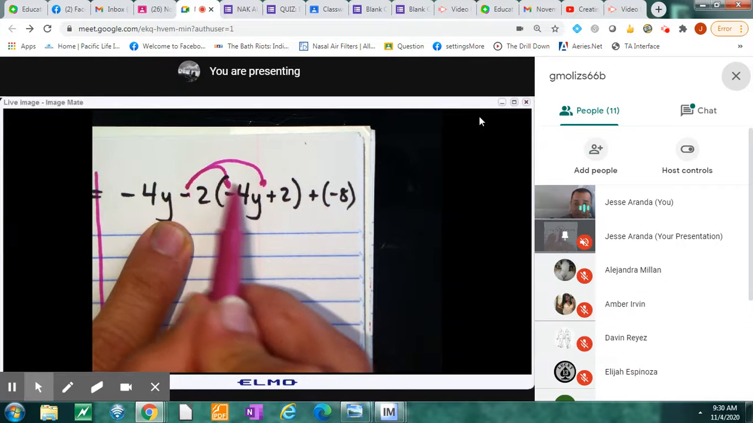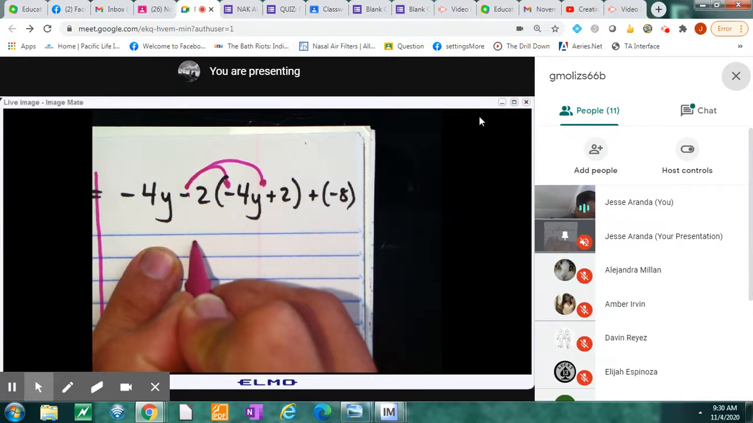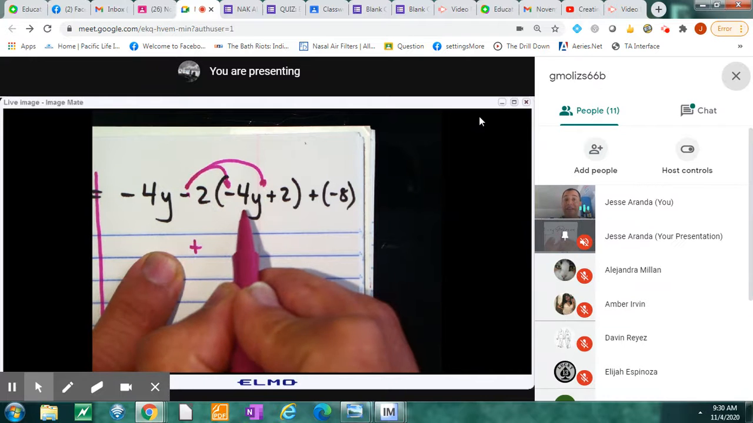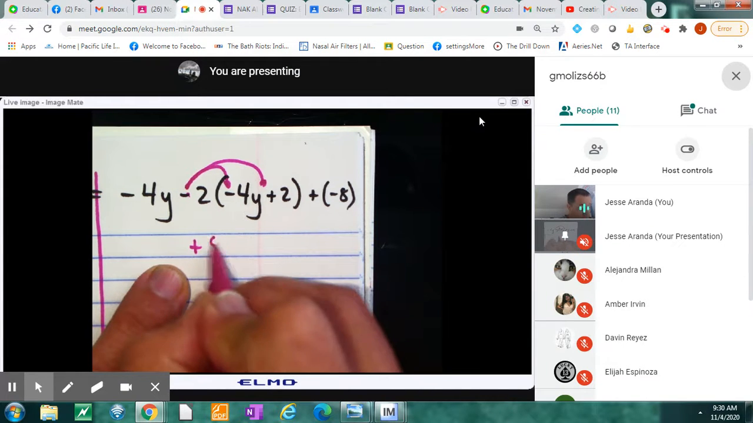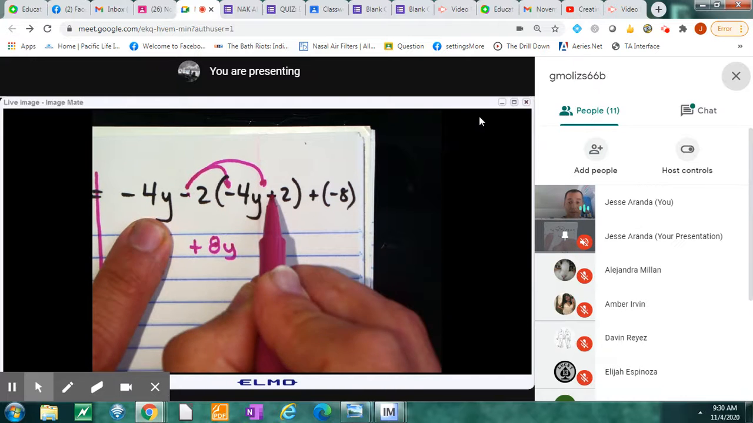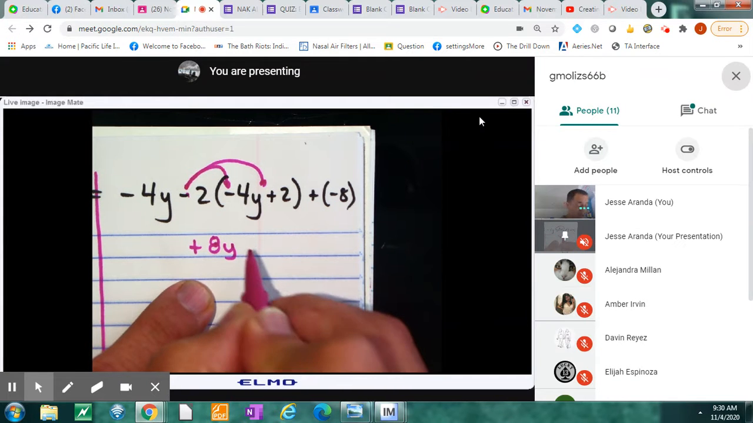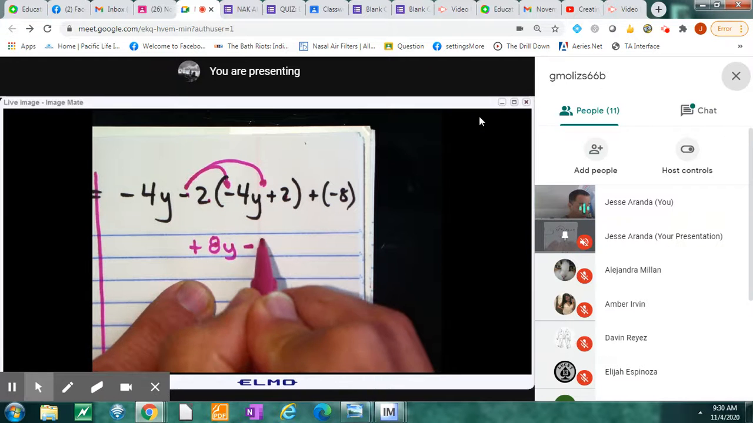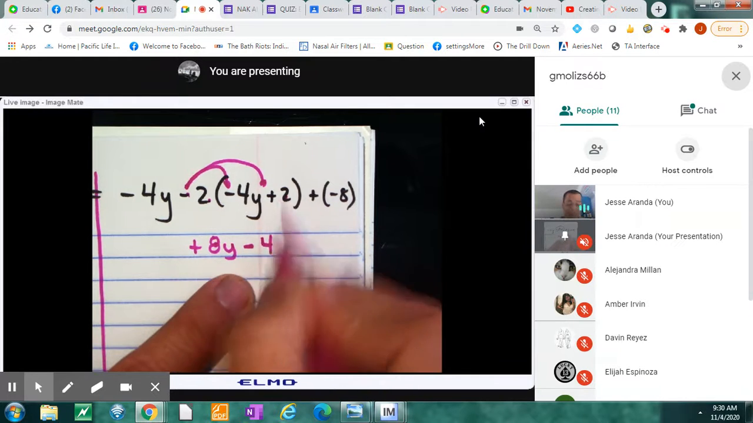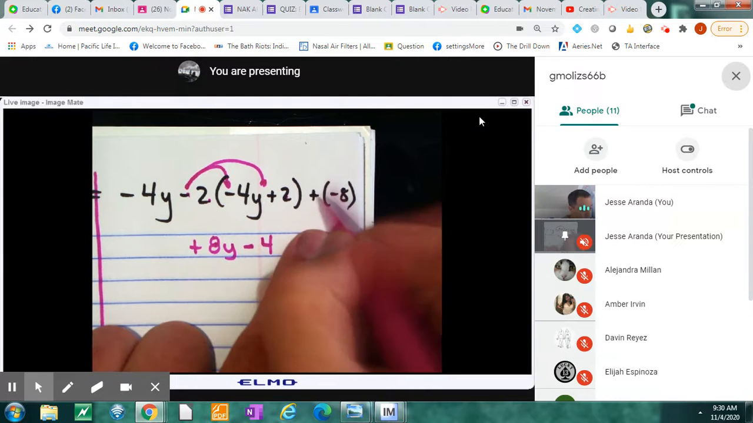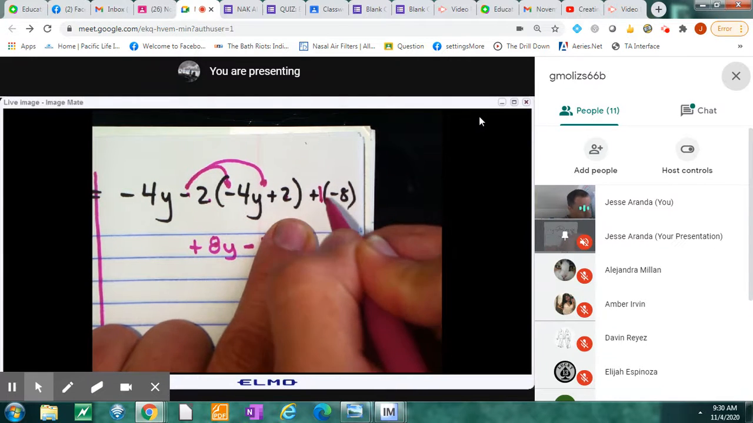Negative times a negative is a positive, right? 2 times 4y is 8y. Okay. Negative times a positive is a negative. 2 times 2 is 4. A lot of kids like to just drop it down. No, you have to multiply. Now, what about here? Plus 1.